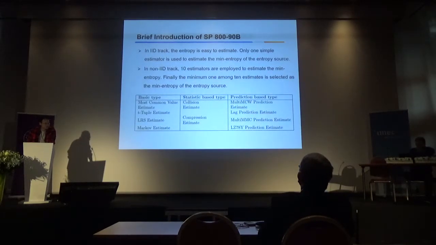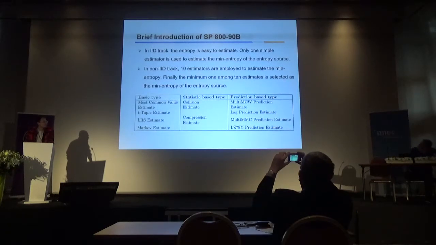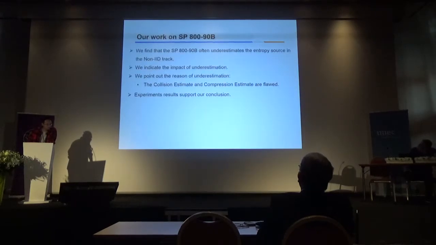These are the 10 estimators in NIID. We divided them into 3 types: the basic type, the statistic-based type, and the prediction-based type. We found that NIID often underestimates the entropy source in the non-IID track. We indicate the impact of underestimation, and we point out the reason. The collision estimate and the compression estimate in NIID are flawed, and experimental results support our conclusion.